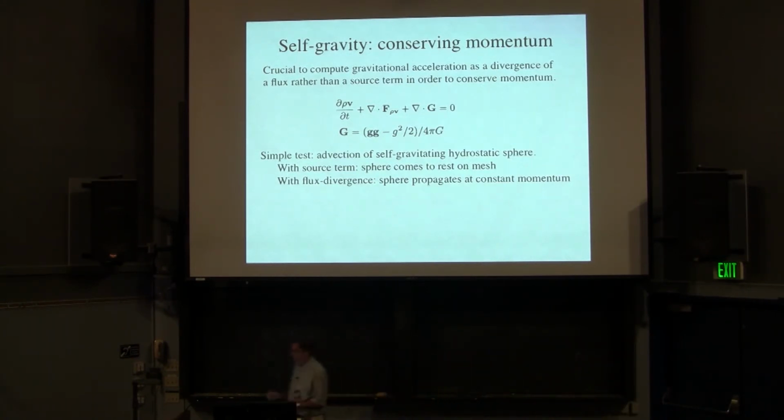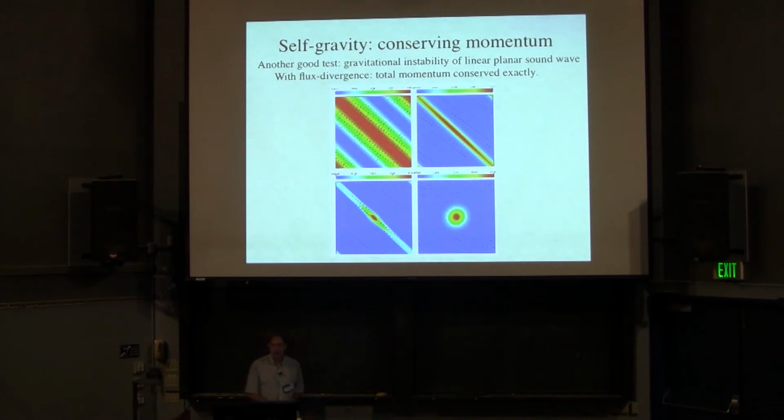In fact, another great test problem for this is fragmentation of acoustic modes. So basically Jeans instability, linear Jeans instability. Set up a uniform medium with self-gravity, excite a sound wave in it. If the wavelength of the sound wave is longer than the Jeans length, the sound wave will grow in amplitude and fragment. It's just going to be gravitationally unstable.